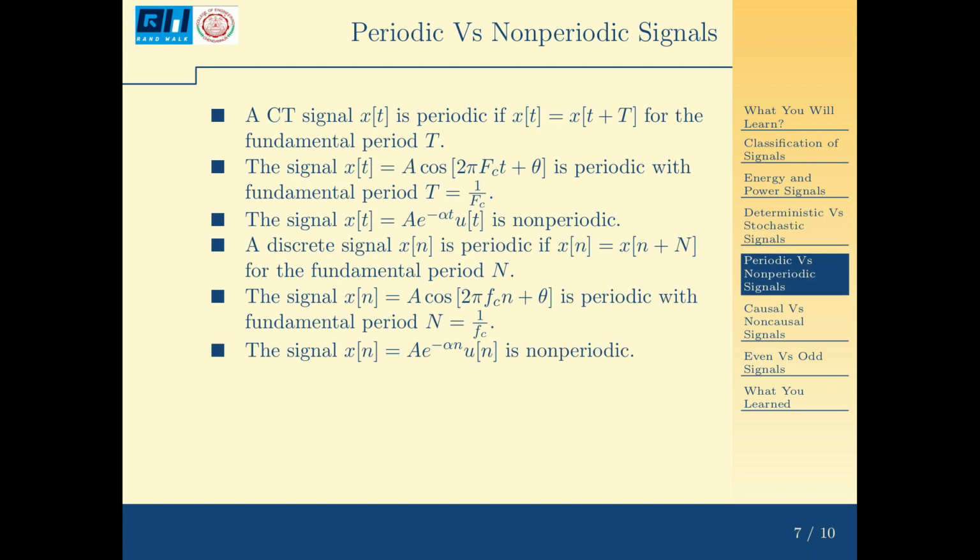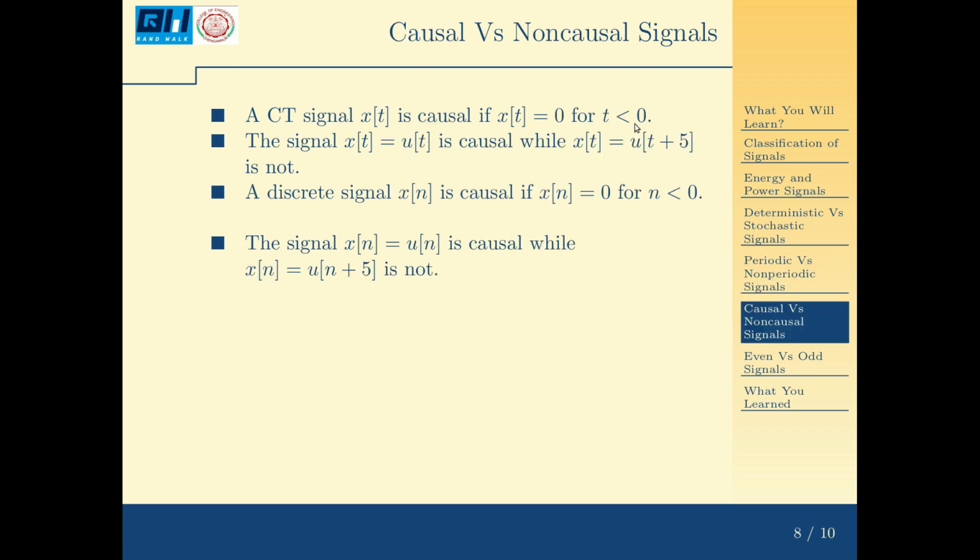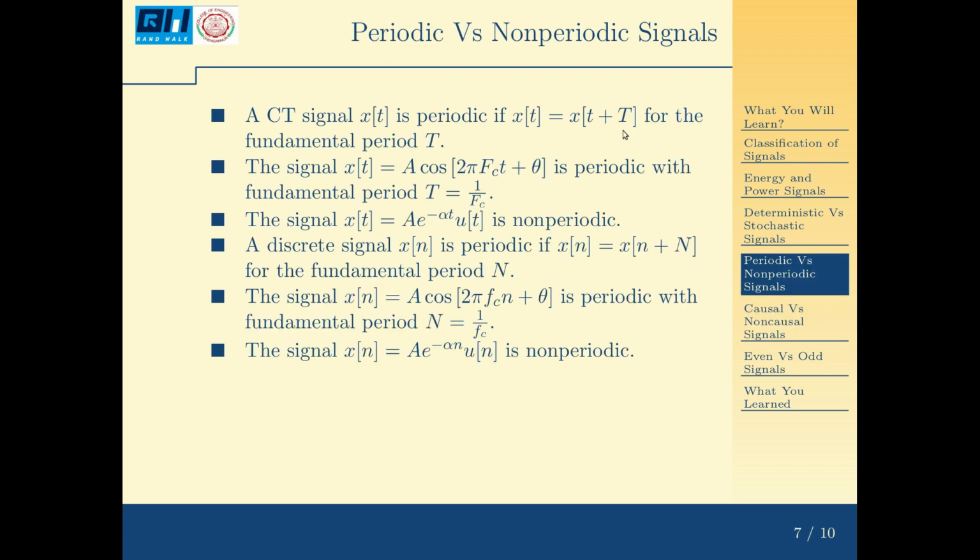Then we see another classification, that is periodic versus non-periodic signal. Some of you may be familiar with this. Suppose I have a continuous time signal x(t). If it is periodic, if x(t) is t plus or minus T for the fundamental period T. It can be x(t) equal to x(t plus T), or it can be x(t minus T), or it can be x(t plus or minus mT), anything, where m is an integer. So x(t) is x(t plus T) for a fundamental period T.